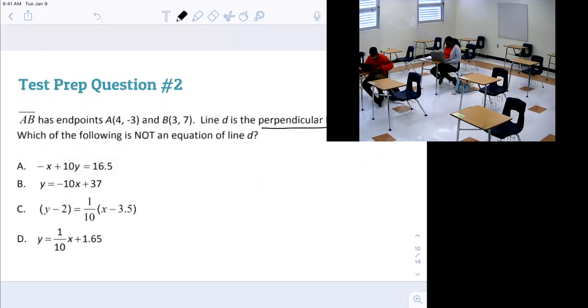Good. All right. This one, guys, not going to lie, pretty challenging. So let's think about it for a second. A and B, it gives us the endpoints, right? And we know that line D has to be the perpendicular bisector. So the perpendicular bisector does two things. What are the two things it does?